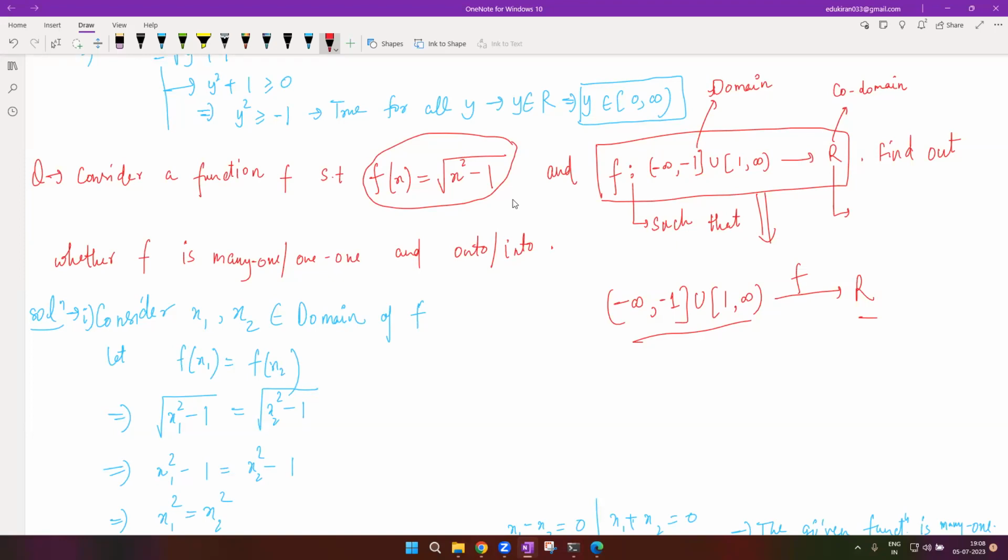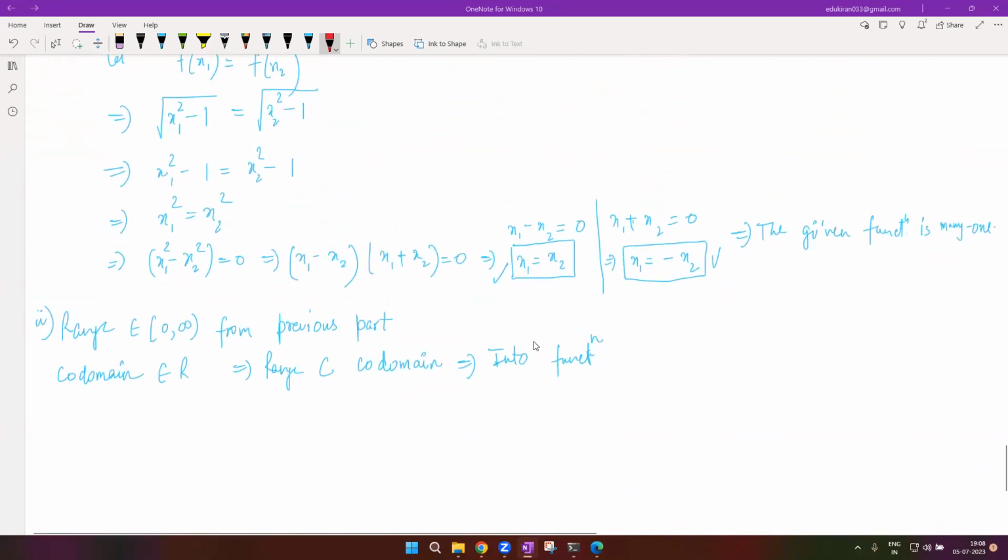Anji, please feel free to ask your doubts. Yeah, Austin. So for into, first of all, do you know how to find out range now? Yes. Okay. So as soon as we got the range, in this case the range is 0 to infinity and the codomain is all real numbers.